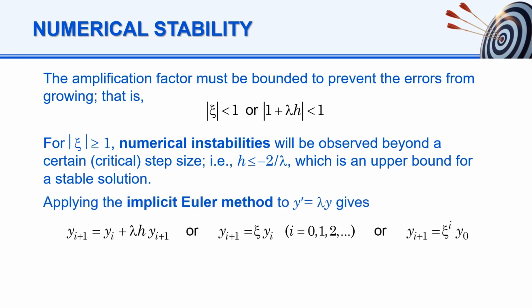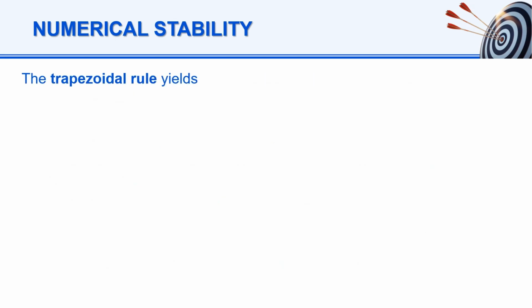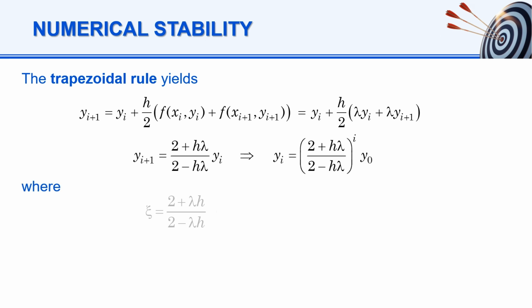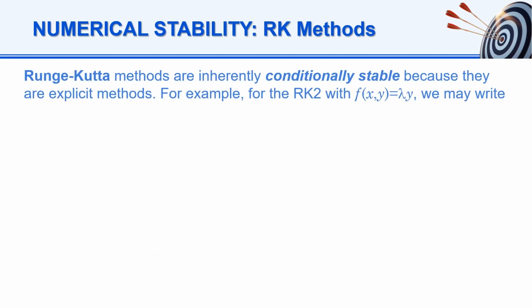Applying the implicit Euler method to y prime equals lambda y gives, where xc equals 1 over 1 minus lambda h, which leads to xc less than 1 for all lambda less than 0. The difference equation for the trapezoidal rule yields, where. For lambda less than 0, implicit Euler and trapezoidal methods are unconditionally stable.